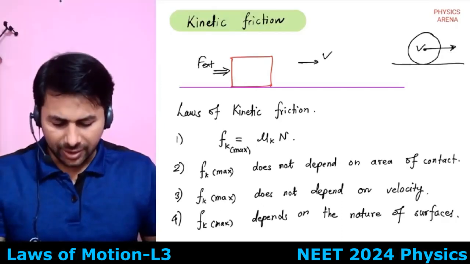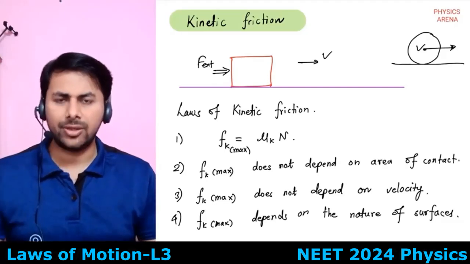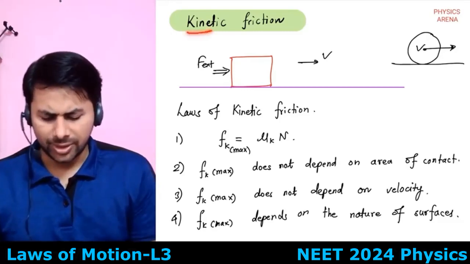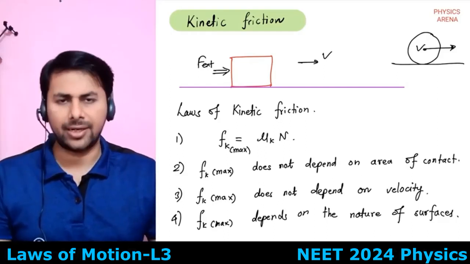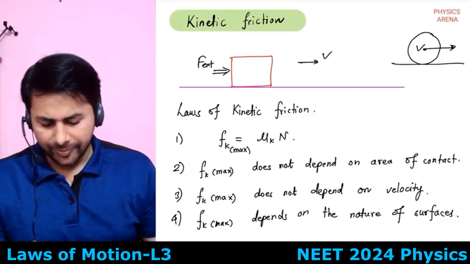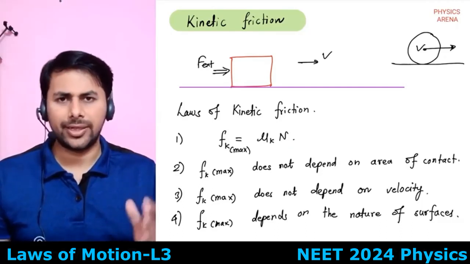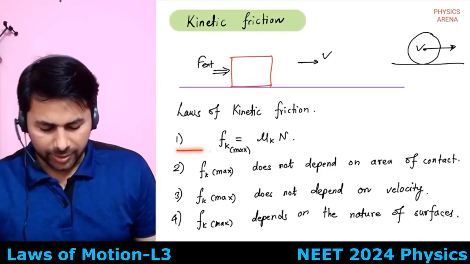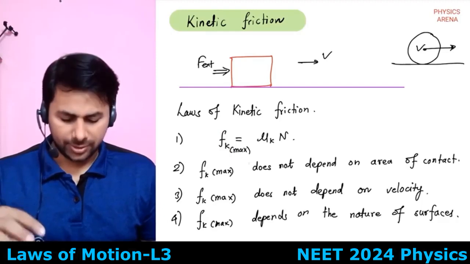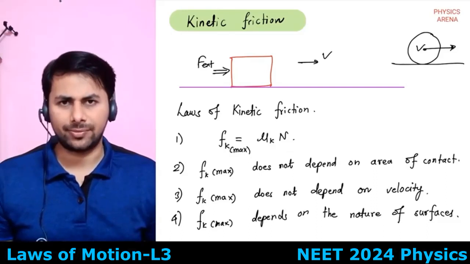In this case, when this block or body begins to move over some other body, the friction is known as kinetic friction, right? Because there is motion between two bodies, and it is less than the static case. There are some laws of kinetic friction, and they are similar to the case of static friction. The first law is Fk. This is the maximum value of the kinetic friction, and it is equal to mu k multiplied by the normal reaction.